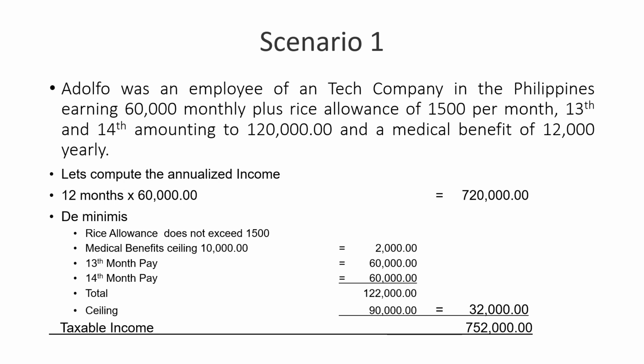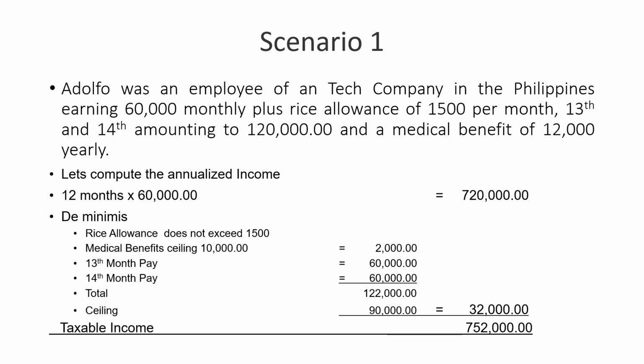So, dito, yung medical benefit niya sumobra ng 2,000 kasi 12,000, pero 10,000 lang yung pwede. Then, we also have the 13-month pay, 60,000, and then the 14-month pay, 60,000. Sabi ng de minimis benefit, tsaka sabi ng TRAIN law, all bonuses and benefits in excess of the de minimis should now be subject to a ceiling of 90,000. And any in excess of the ceiling, yun lang yung taxable.